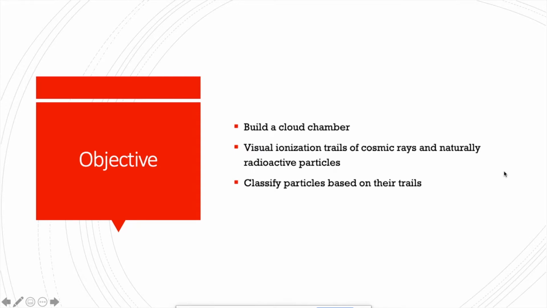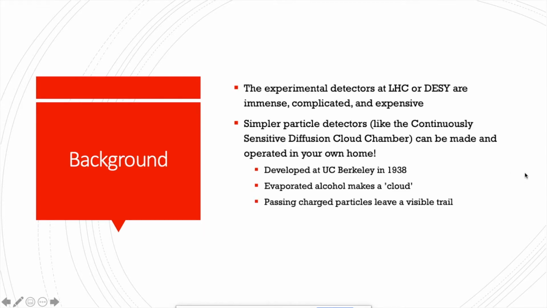So our objective for this lab was to build a cloud chamber to visualize, that's a typo, ionization trails of cosmic rays and naturally radioactive particles, and then to classify those particles based on their characteristic trails.